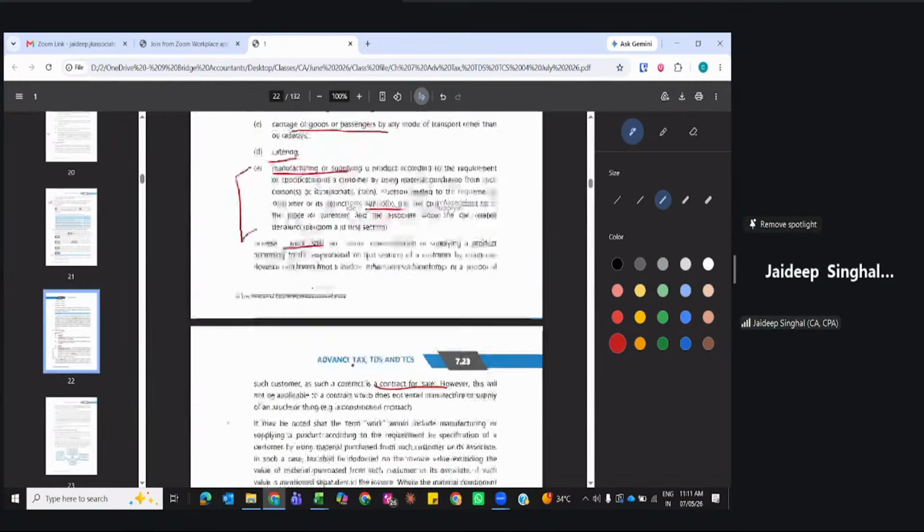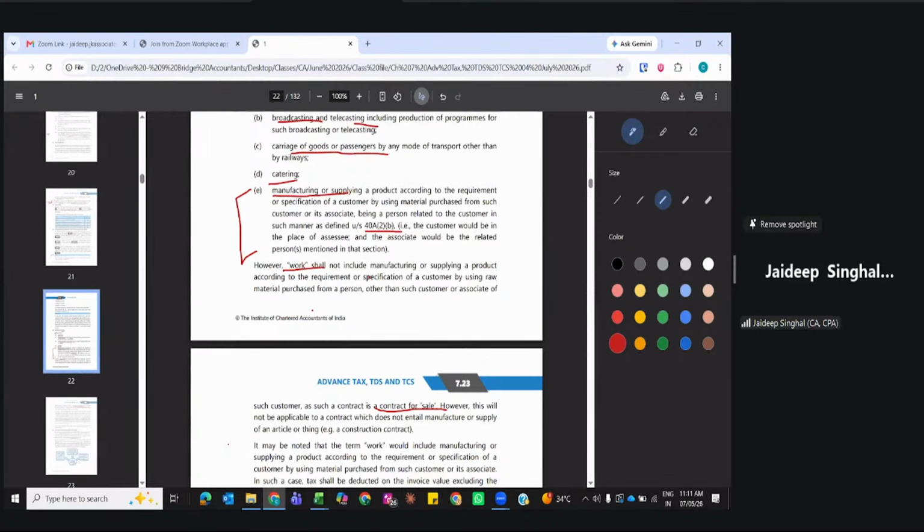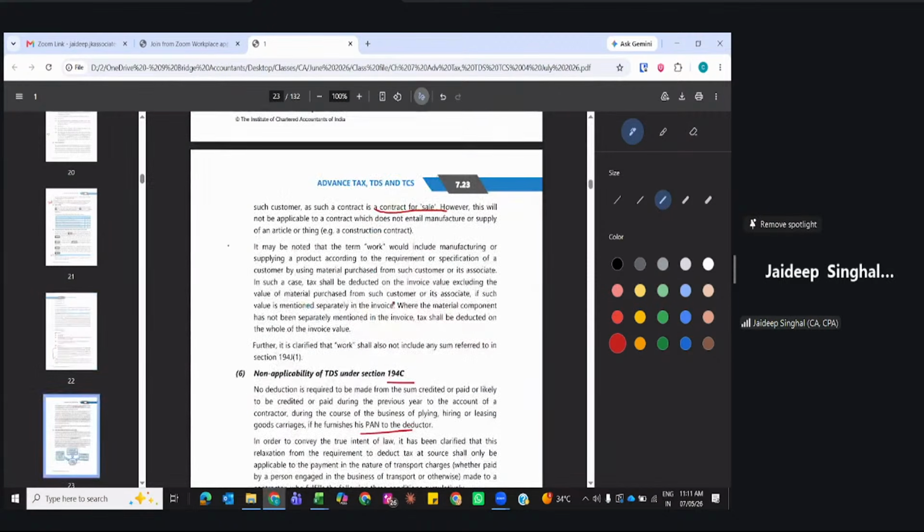Now, if you are manufacturing, if you are doing some work on the material furnished by the customer or a related party of the customer, the sister concern of the customer, right? Then it is work. If you are purchasing all the materials yourself and giving, right, then it is a contract for sale. That is not covered.